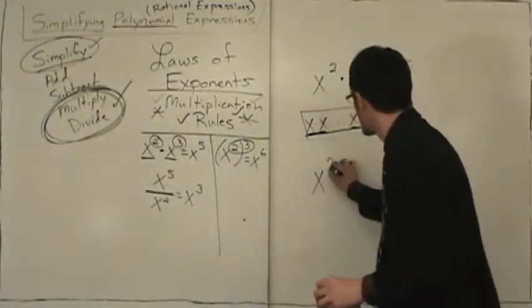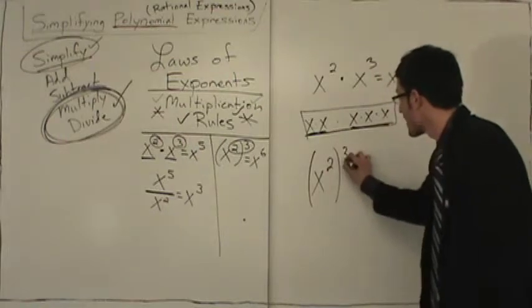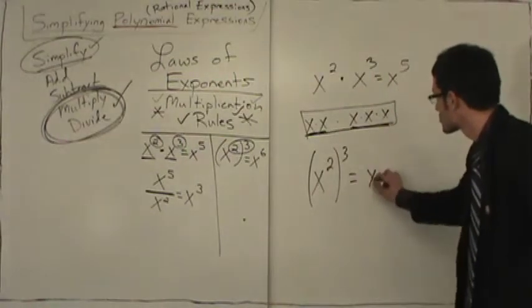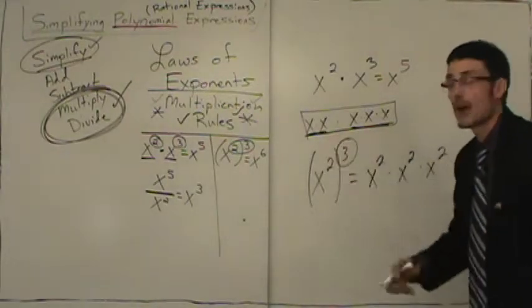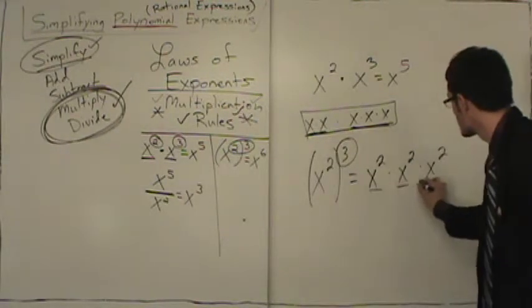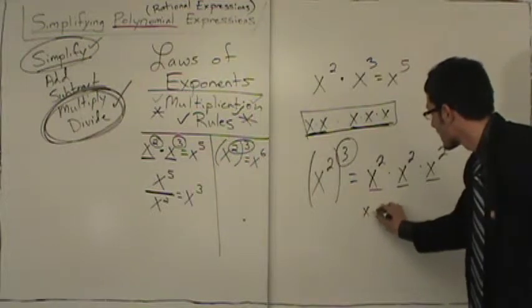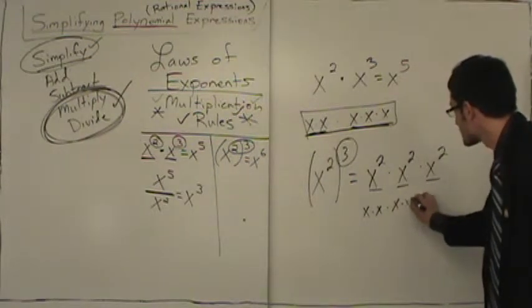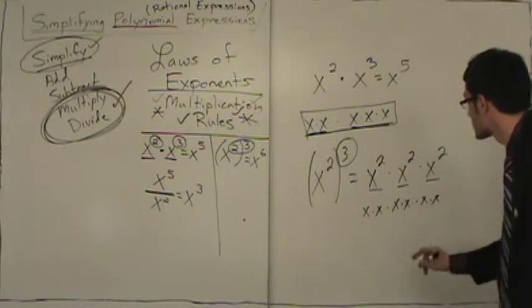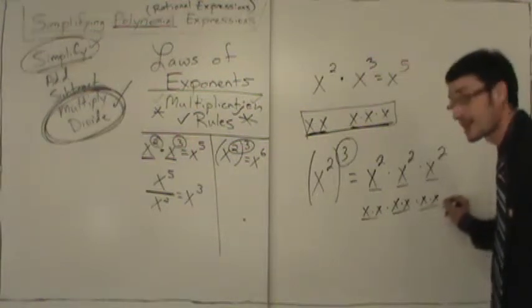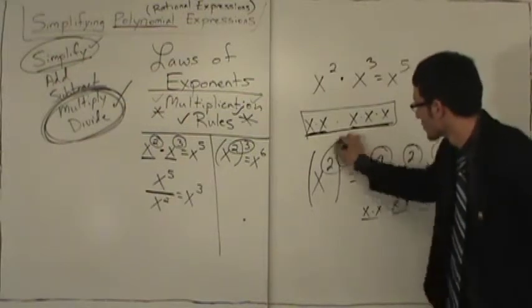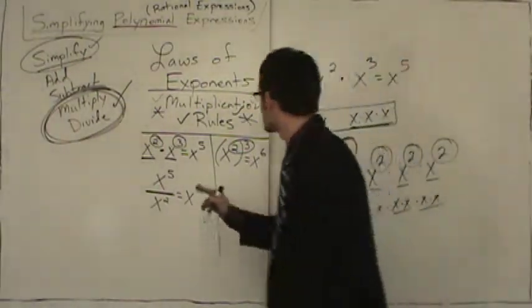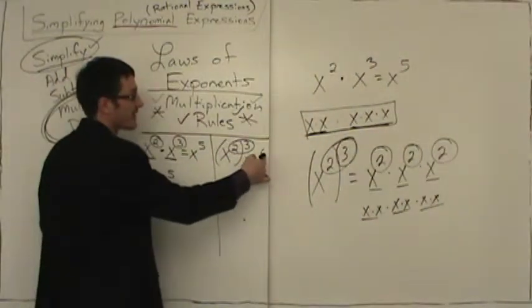What does x squared to the 3rd power mean? It means x squared times x squared times x squared. Something to the 3rd power means do it 3 times. So how many x's are multiplied together? 2, 4, 6. Do you want to add 2 three times, or is it faster to multiply? It's faster to multiply. So when we have power of power, we multiply the exponents.